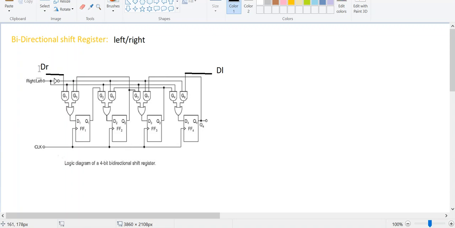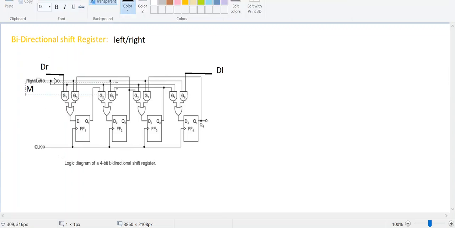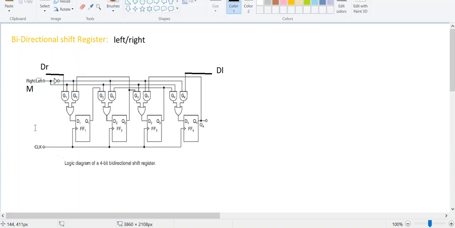Here you can observe that DR is the input given at this particular terminal for the right, and DL is for the left. And here I have an input called right or left. I can give this a name, for our understanding and simplicity, let us consider this as M. And always the clock signal is either positive edge triggered or negative edge triggered.